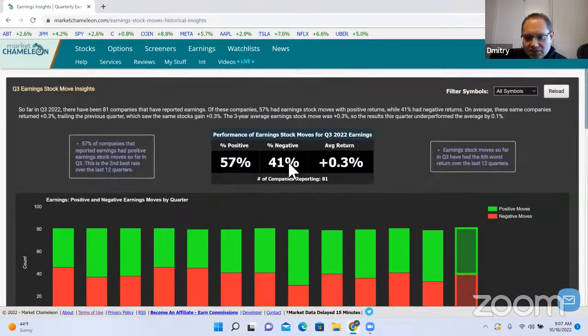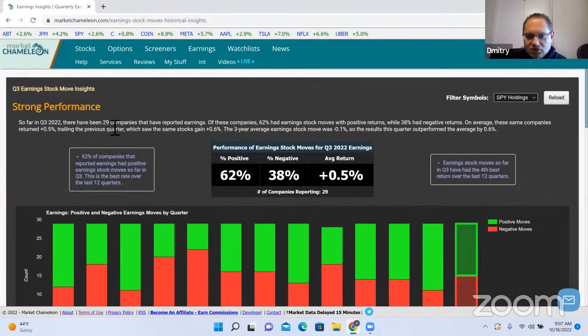So this is comparing the same group of stocks. Let's take a look at S&P 500 real quick, and then I'll move on. So I'm going to take this filter here, look at SPY Holdings, reloaded. 29 stocks that we track reported earnings. 62% of those stocks after reporting earnings were higher. 38% were down. On average, gained 0.5%.